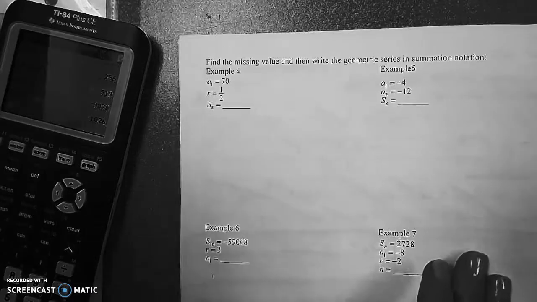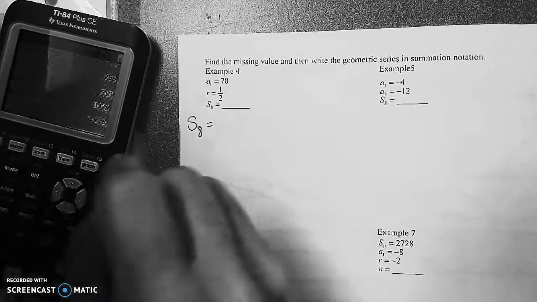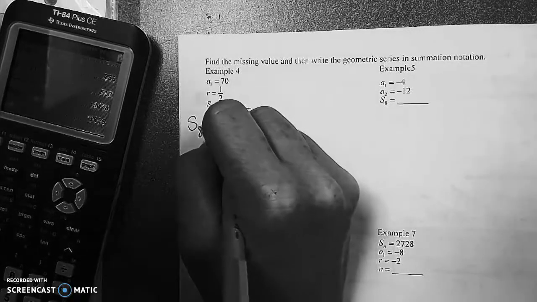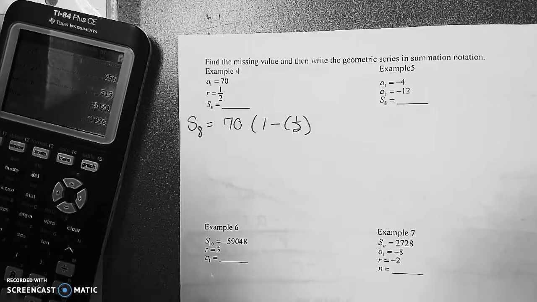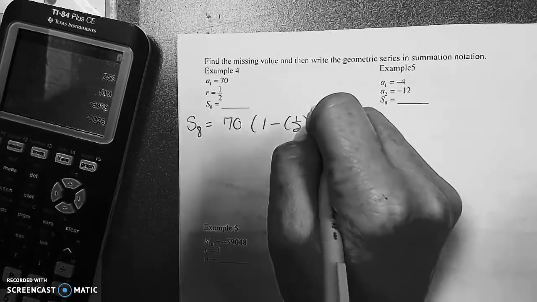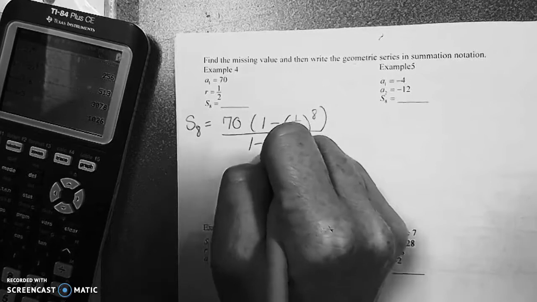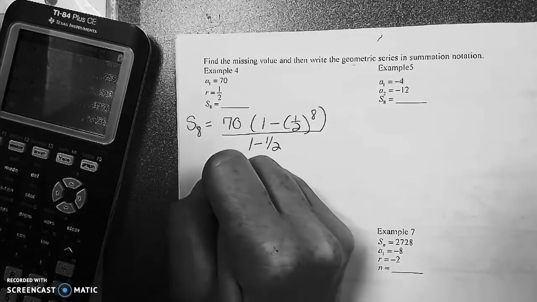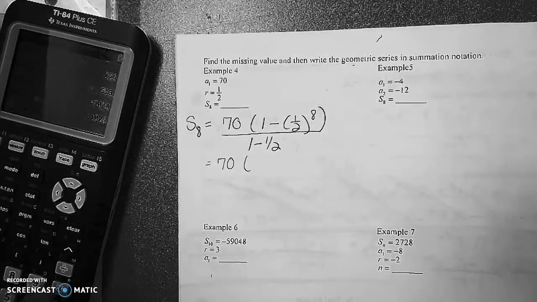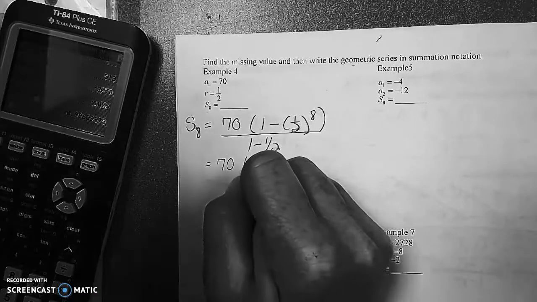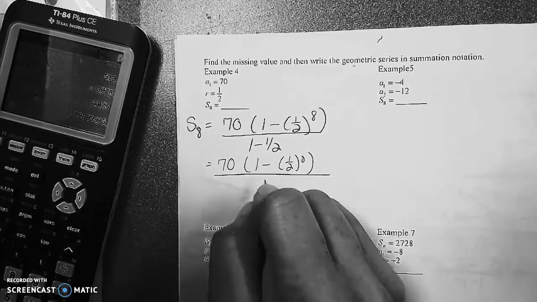Okay, so let's look at example 4. I'm trying to find s sub 8. So this is geometric, hence why it says r. So I need to take a1 times 1 minus, I know r. Do I know n? Well, I do. It's actually 8, over 1 minus r. So I'll get 70. If you want to, you could type this in your calculator whenever. It's going to be a fraction, so I'm just going to leave it as it was and simplify a little bit. 1 minus 1/2 is 1/2.